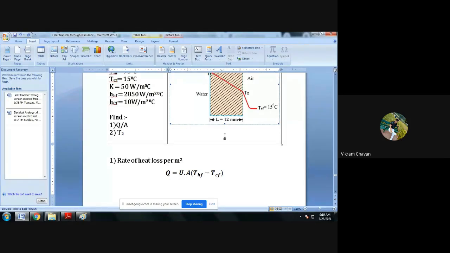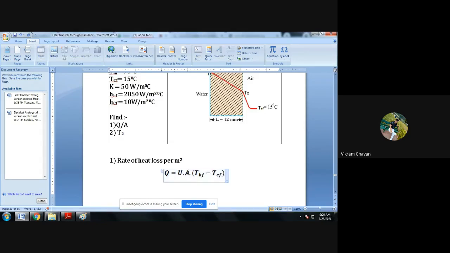In the case of the overall heat transfer coefficient, we write the equation for the rate of heat transfer as Q = U × A × (T_HF − T_CF), where U is the overall heat transfer coefficient, A is the area available for heat transfer, T_HF is the temperature of the hot fluid, and T_CF is the temperature of the cold fluid.